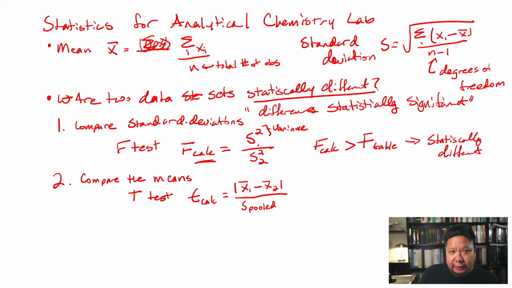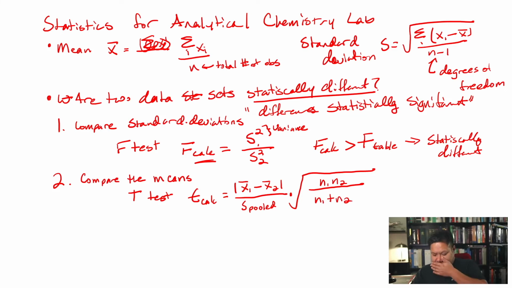S pooled is the standard deviation pooled. We'll get back to that in a second. All that is multiplied by the square root of the number of observations from the first data set times the number of observations from the second data set, divided by the number of observations from the first data set plus the number of observations from the second data set. Right? And then the next question is, how do we get S pooled?